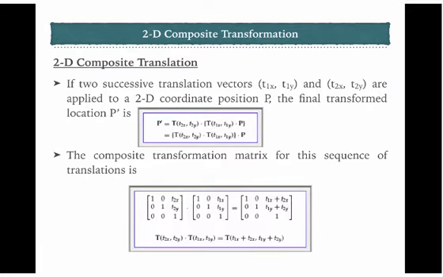2D composite translation. If two successive translation vectors t1x, t1y, and t2x, t2y are applied to a 2D coordinate position P, the final transformed location P dash is. The composite transformation matrix for the sequence of translations is given below.